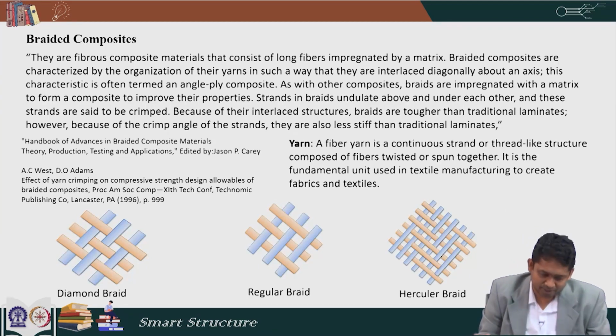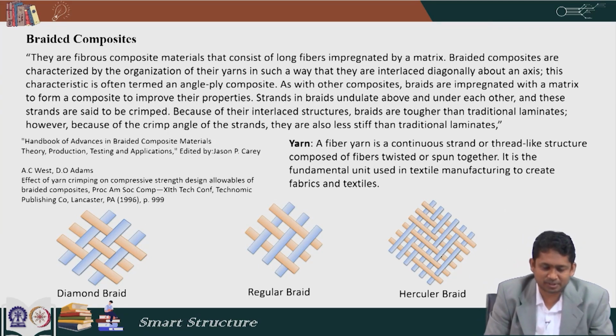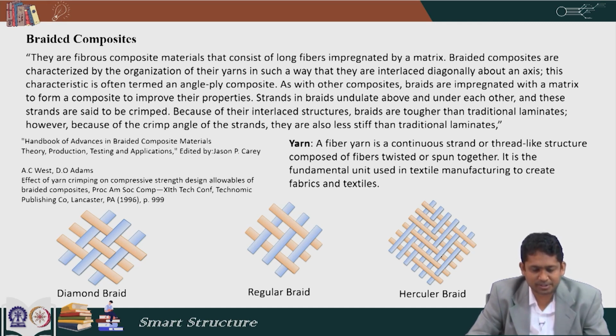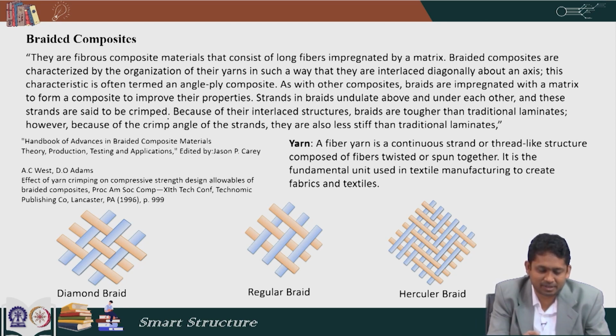Now, in bidirectional composites there can be braided composites. So, braided composites are fibrous composites that consist of long fibers impregnated by a matrix. Braided composites are characterized by the organization of their yarns in such a way that they are interlaced diagonally about an axis. This characteristic is often termed an angle ply composite. As with other composites, braids are impregnated with a matrix to form a composite to improve their properties. Strands in braids undulate above and under each other, and these strands are said to be crimped.